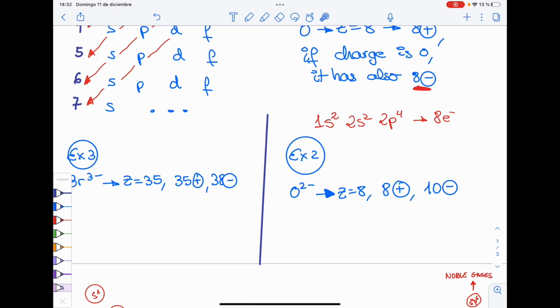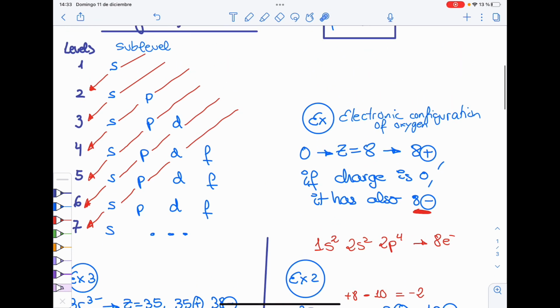On the second example, they also give me oxygen, and I know that it has an atomic number of 8. It means that it has 8 protons, but in this case they tell me that this oxygen has a negative charge of 2. So if I have 8 protons, I don't know the electrons, and I know that the charge is -2, I need 10 electrons. Okay, so in this case I need 10 electrons. And I'm going to start like I did in the last exercise.